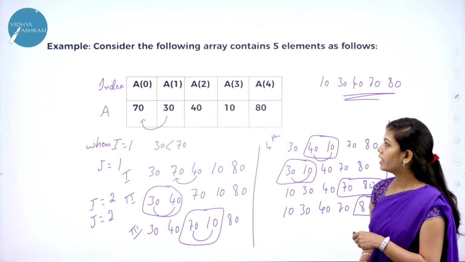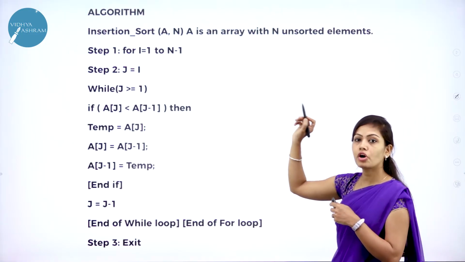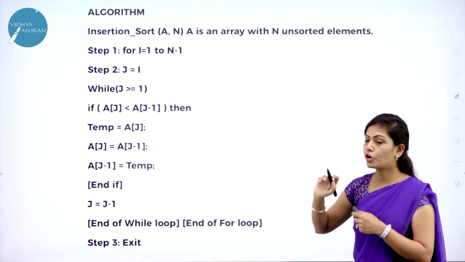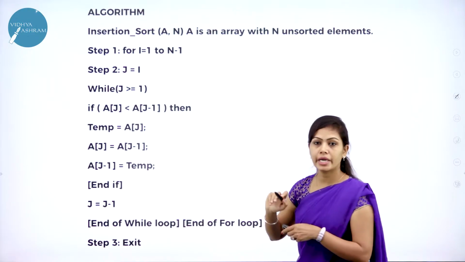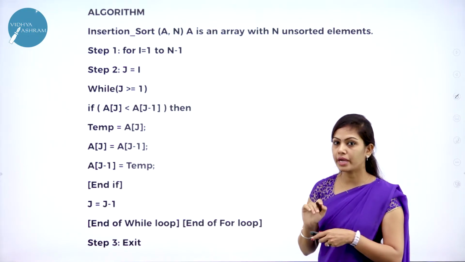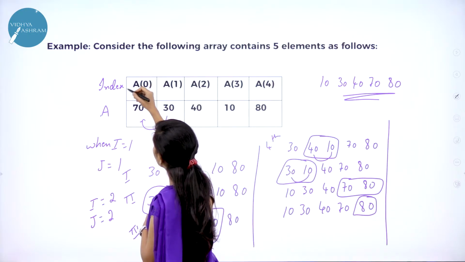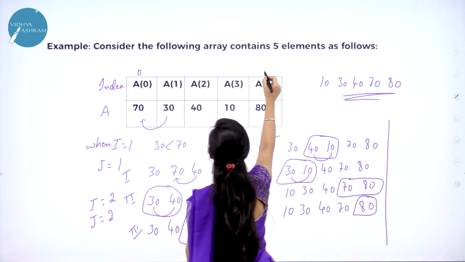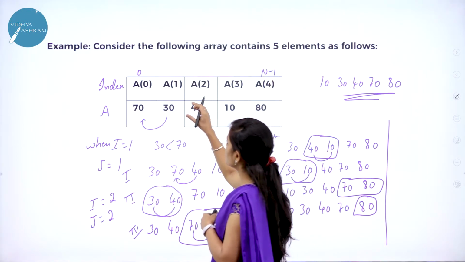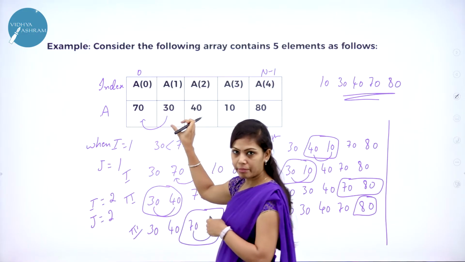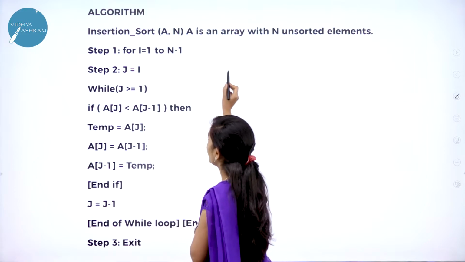Let me check with the algorithm. A is an array with unsorted elements, n is the number of unsorted elements. For i is equal to 1 to n minus 1. Why is it 1 to n minus 1? Because here we are always assuming the index values from 0 to n minus 1, right? But here I will consider the first position as a key element. I will use the for loop for i is equal to 1 to n minus 1.